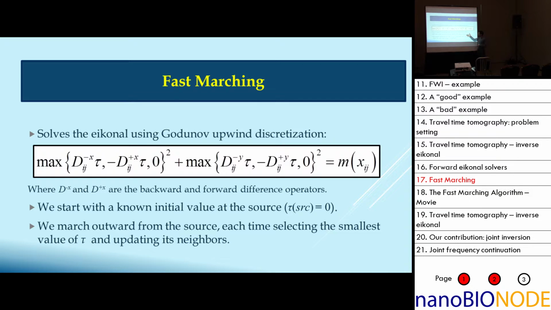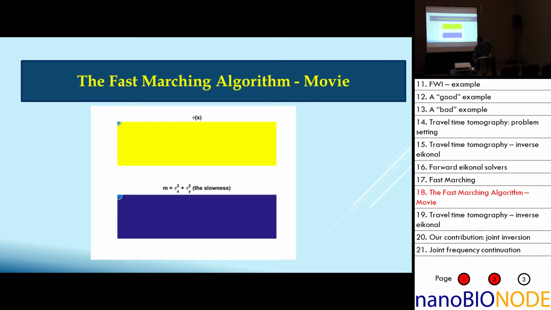So our goal is to find the direction of the upwind stream, and we start from a known initial value at the source, so tau at the source equals 0, and we march outwards as the wave would propagate in the domain. And so we wish to find the lowest travel time possible, so each time we select the smallest value and propagate forward. So let's see a movie.